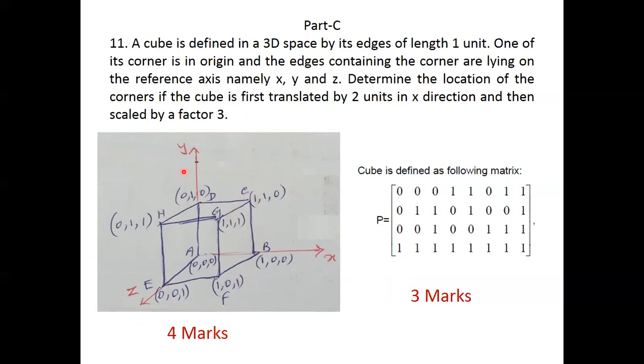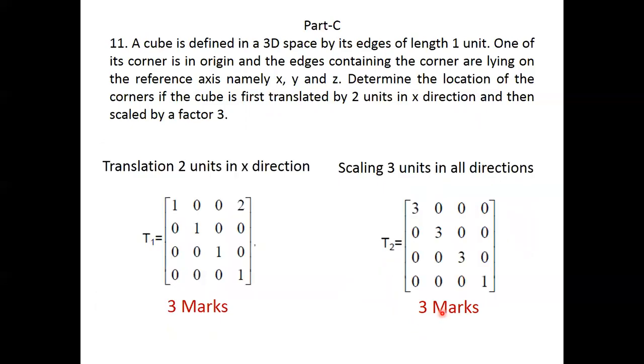Writing all the corners in matrix form carries 3 marks. For example, A is 0 0 0 1, and point D is 0 1 0 1. Likewise, all 8 points can be written column-wise. Writing this carries 3 marks.